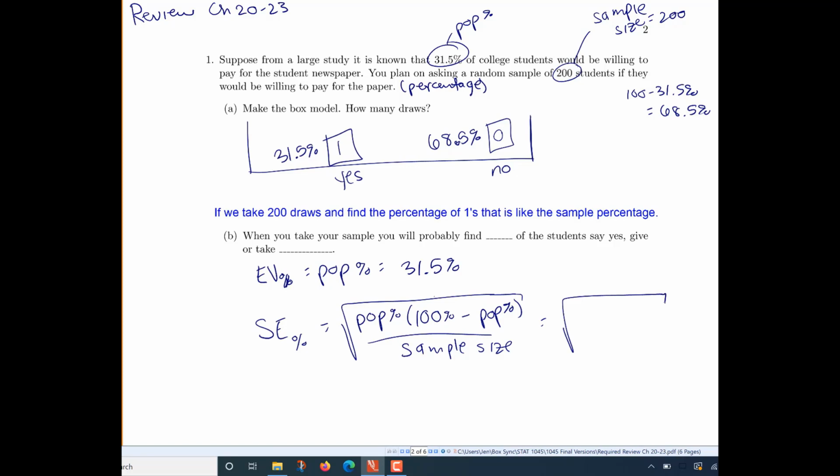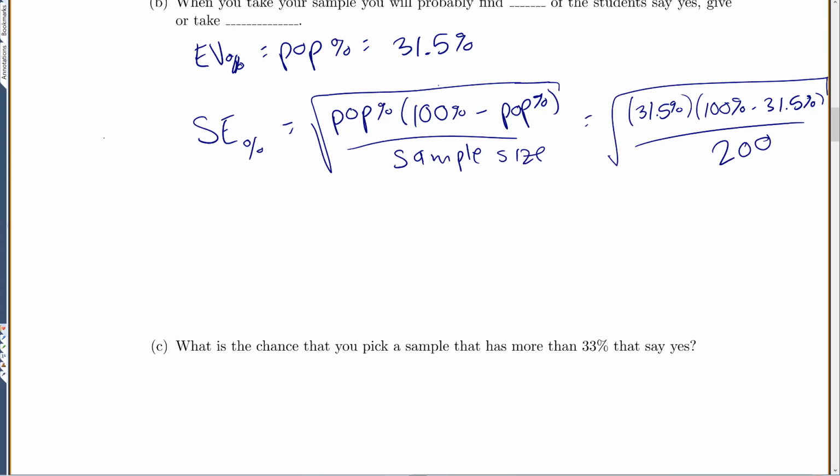So this will be the square root. Make sure everything's inside the square root when you put this in your calculator. So it'll be the square root of 31.5% times 100% minus 31.5%, all over my sample size of 200. Which should give me about 3.28%. Make sure that you put parentheses around everything inside the square root, and don't forget the square root.